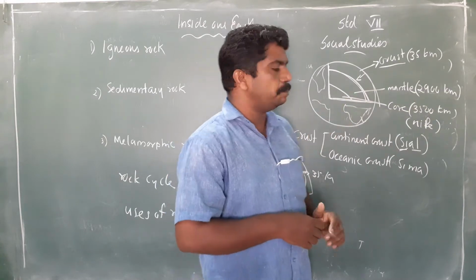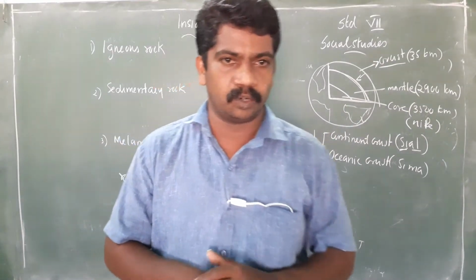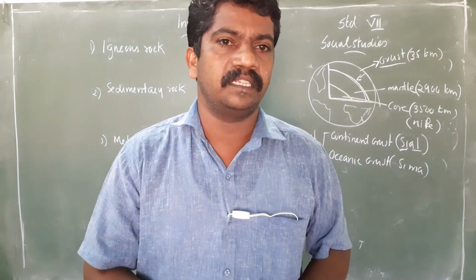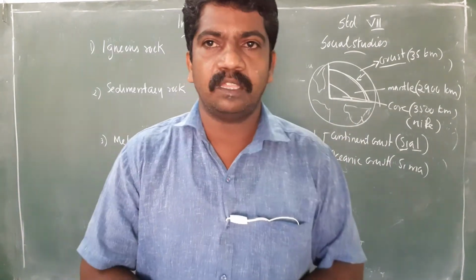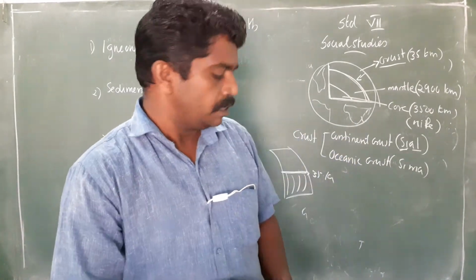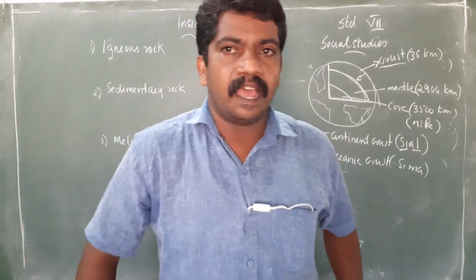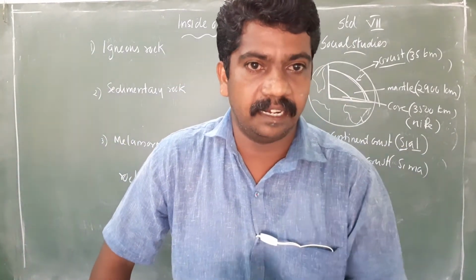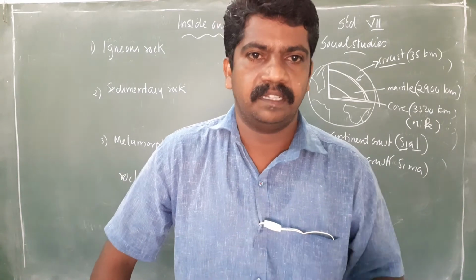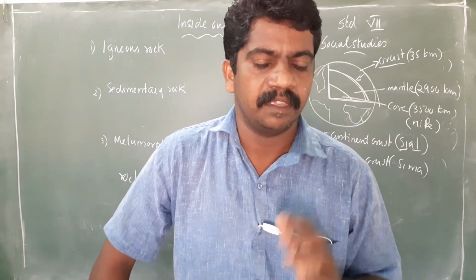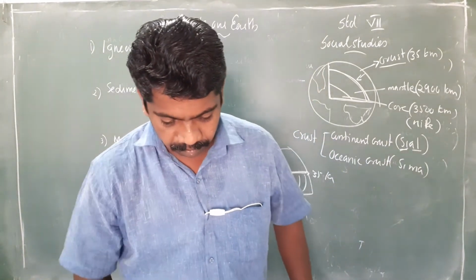Then the last, deepest part of the earth is called core. It is 3500 kilometers. It contains minerals like nickel and ferrous. Ferrous means iron. Nickel and iron, therefore it is called Nife. It is very hot inside.